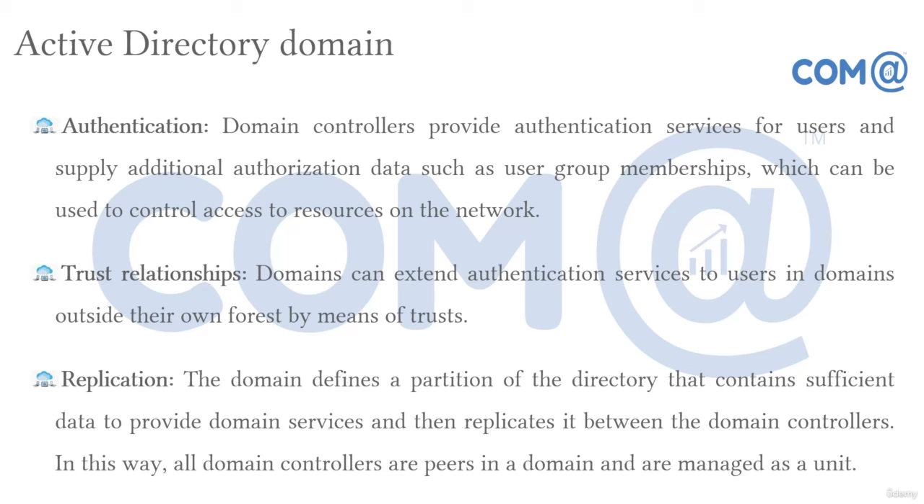And further understanding about the Active Directory domain, we also need to understand about the authentication. So basically, the domain controllers provide the authentication service for the users and supply the additional authorization data, such as the user group memberships, which can be used to control access to the resources on the network. And further understanding about the trust relationship, basically the domains can also extend the authentication services to users in domains outside their own forest by means of the trust.